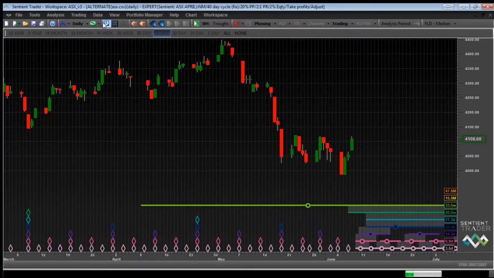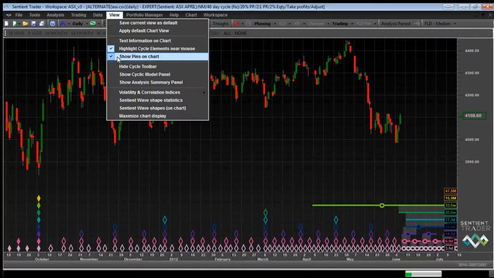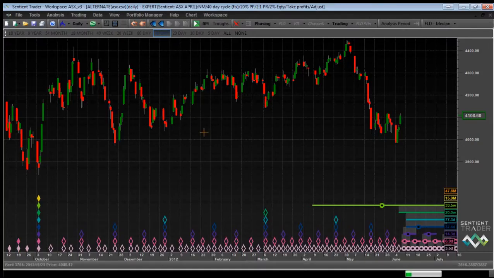Now, this particular analysis, I am still using an expert model, which is positioning the various troughs in the positions that I want to place them. And so it's a reminder that when you have an expert model forcing the sentient trader to adjust its analysis, you need to be constantly aware of that, which is why in the title bar of the chart it tells us that there is an expert model.